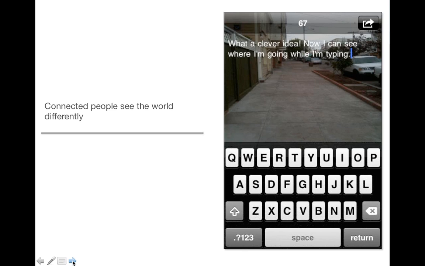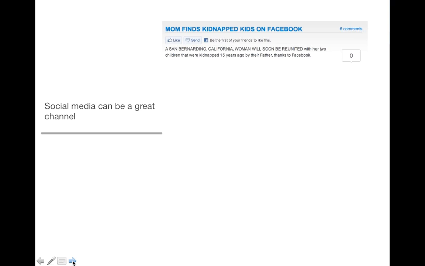And, it's just the world we live in. You walk into a restaurant, you get on a bus, you get on a train, you get on an airplane, you go to a park, everybody's sitting on their device, interacting on some social media channel or email channel. It's just that we now see the world differently. We now believe that the importance of this connection is critical. And, the fact of the matter is that social media, because of this, can be a really great channel.